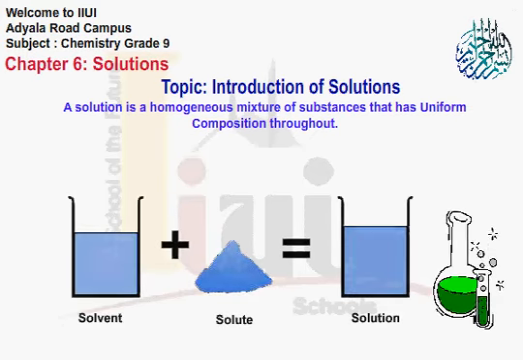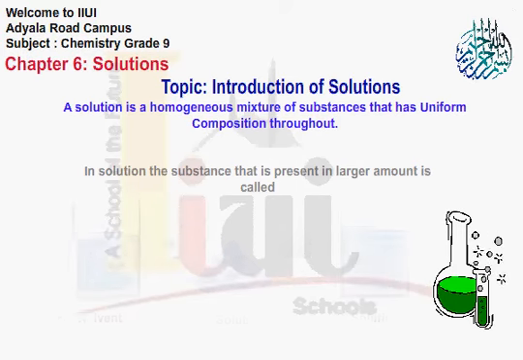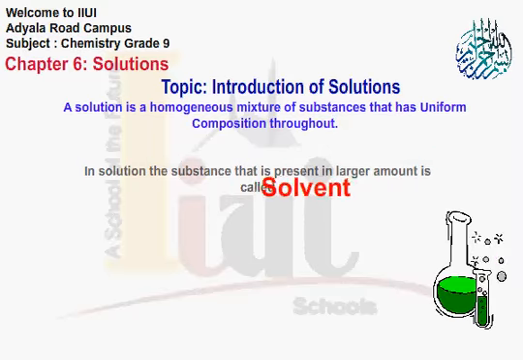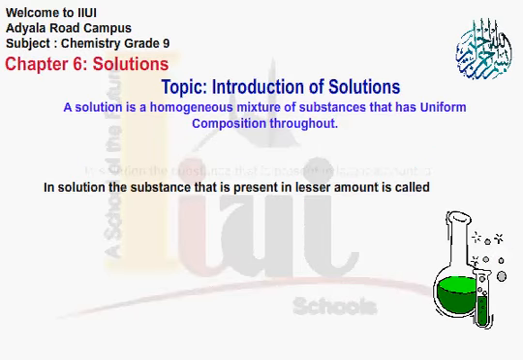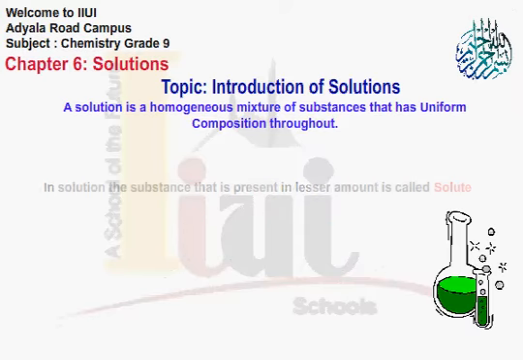Students, a homogeneous mixture of substances in solution is a mixture of solute and solvent. In solution, the substance that is present in larger amount is called solvent. In solution, the substance that is present in lesser amount is called solute.